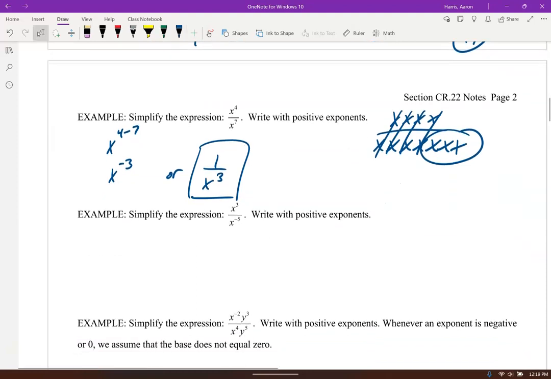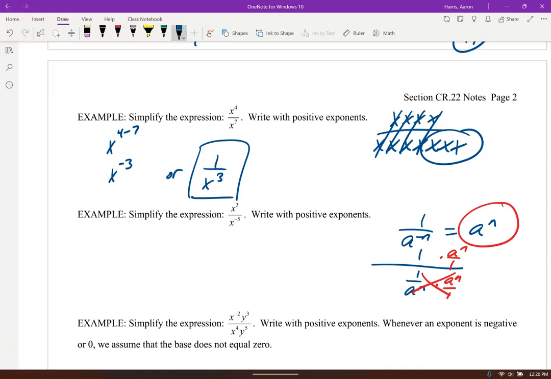X to the 3rd over x to the negative 5. Well, 1 over a to the negative n means a to the n. Why is that? Because it's 1 over 1 over a to the n, and you have to multiply by the reciprocal. And so you end up with a to the n, right? So in other words, this one has x to the 3rd over x to the negative 5. So that's going to go up and become x to the 5th on the top. So now we have x to the 3rd times x to the 5th is x to the 8th.